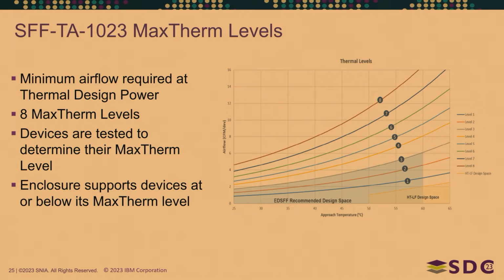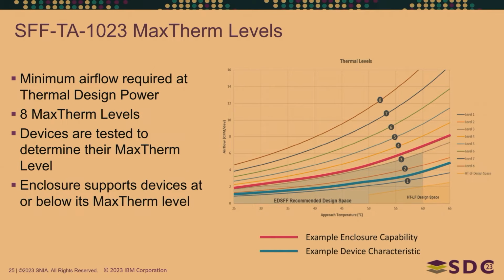The max therm levels: this is the minimum airflow required at a given thermal design point. Again, there are 8 max therm levels. I don't think these correlate to the airflow impedance levels. There are different levels. Devices are tested to determine their max therm level, which hopefully is in the blue region, and the enclosures support devices at or below their max therm level, which is hopefully above the blue region just a little bit. And so you can see here, here's a good level 3 enclosure with a level 2 device in it. And again, the enclosures round down their capabilities, and the devices round up their capabilities.